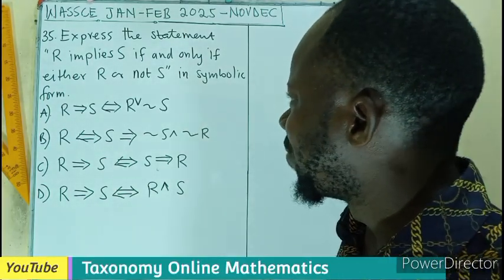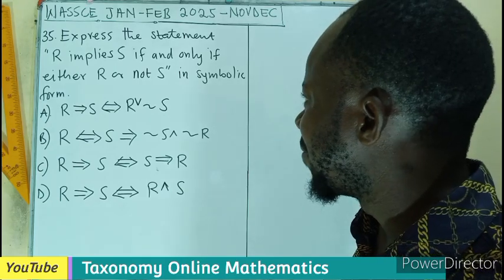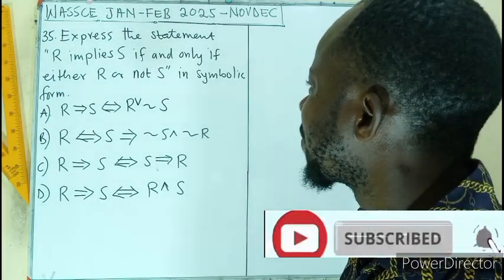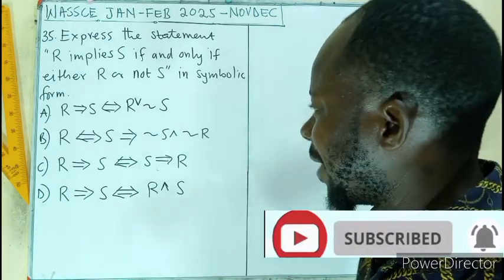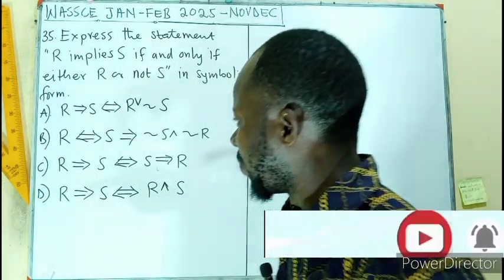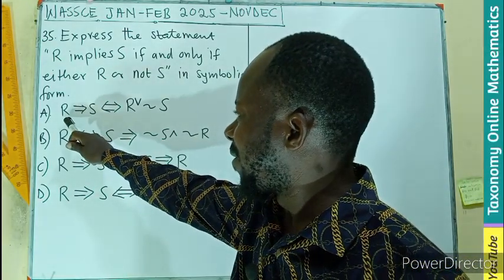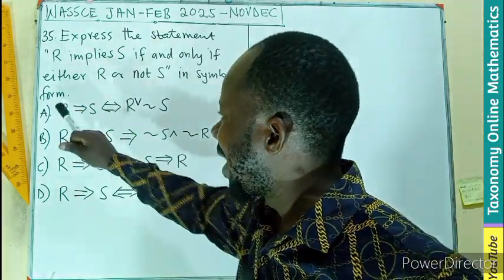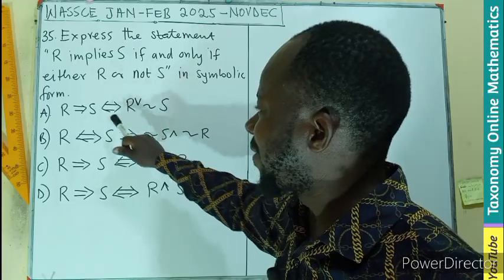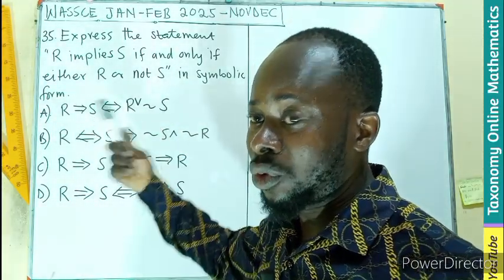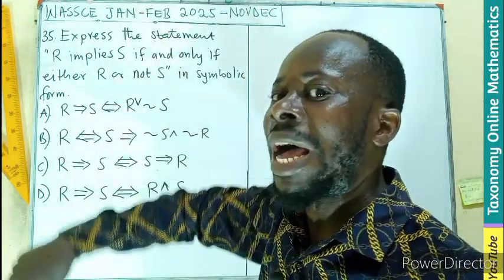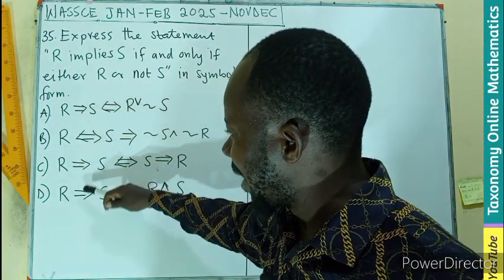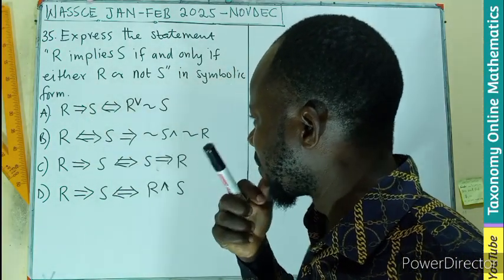We are to express the statement R implies S if and only if either R or not S in symbolic form. And these are the options provided. Now, if you check, this is a biconditional statement. So we have R implies S, which is also true if S also implies what? R. So we have it in here, and here. So B will be ignored.